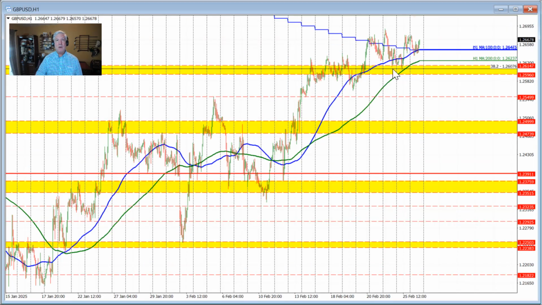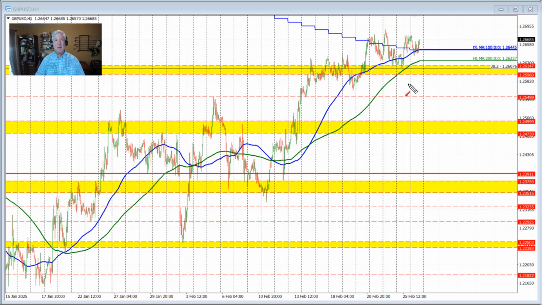You can see more on the hourly chart here. Here is the price action above and below the 100-day moving average. This is the 100-day moving average. Moved above it, fell. Moved above it, fell. Moved above it, fell. But most of the price action trade here today is above that moving average level. Also in play is the 100-hour moving average and the 200-hour moving average.